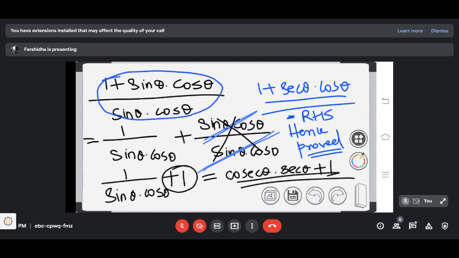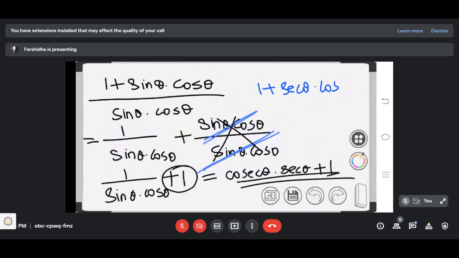So from this step, we have split it into 2 terms. 1 by sine theta cos theta plus sine theta into cos theta divided by sine theta cos theta. That we have cancelled, this whole term, and it became 1. So you got 1 by sine theta into cos theta plus 1. So the answer will be 1 plus reciprocal of sine and cos, cosec and sec. So 1 plus sec theta into cosec theta, equal to RHS.